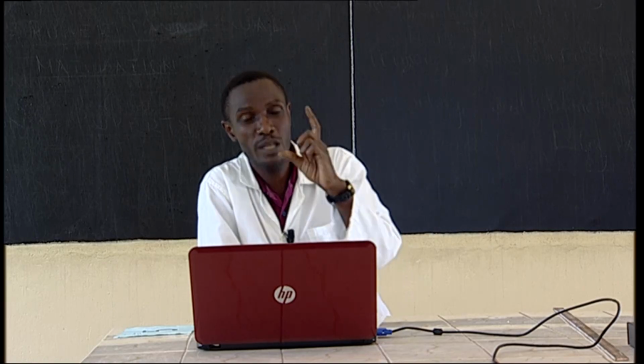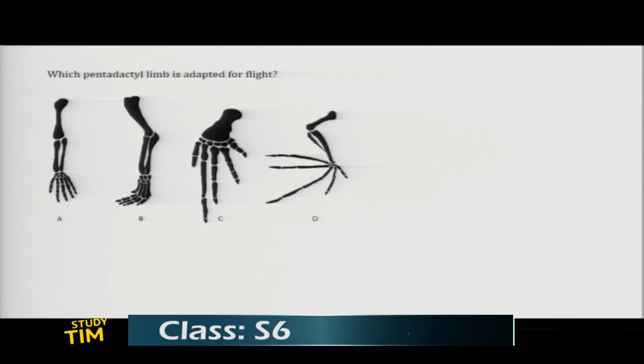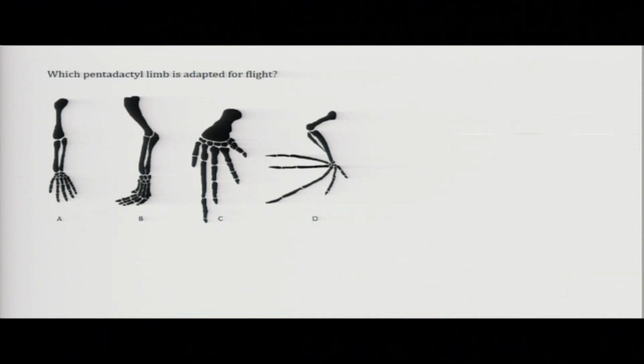So today, that's what you're looking at, multiple choices, about 8 to 10 numbers. Those should be good enough for you to have a hint and a guide on what is expected when you're doing paper 1, multiple choice. So if we can start with the first question. They're saying, which pentadactyl limb is adapted for flight?